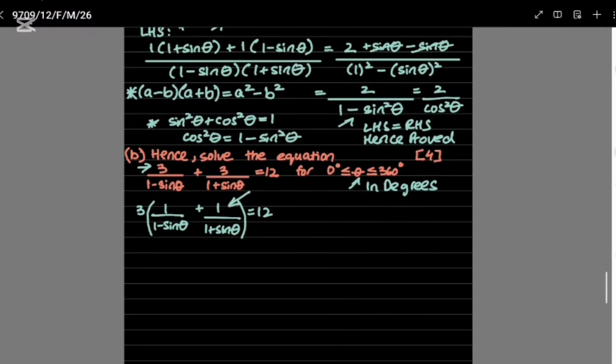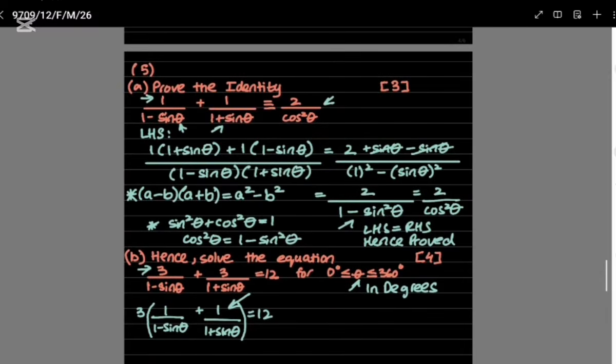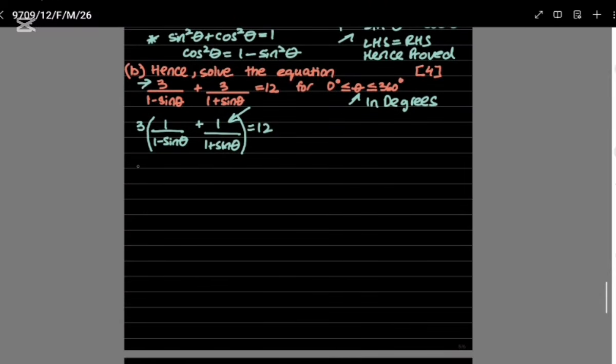And we know that this part over here is nothing but 2 over cos squared theta. So it's 3 times 2 over cos squared theta, which is equal to 12, which can further be written as 6 over cos squared theta is equal to 12, which can further be written as cos squared theta is equal to 6 over 12, which is equal to half.